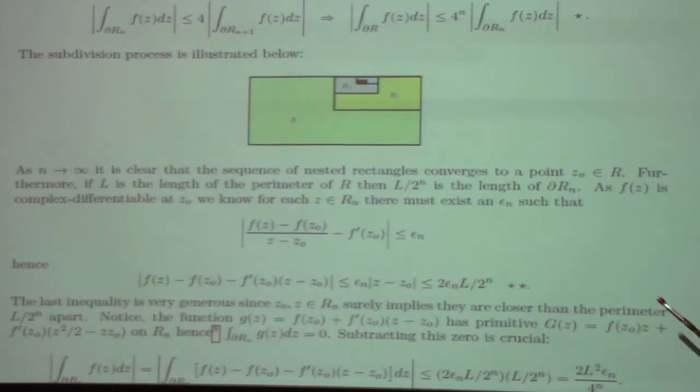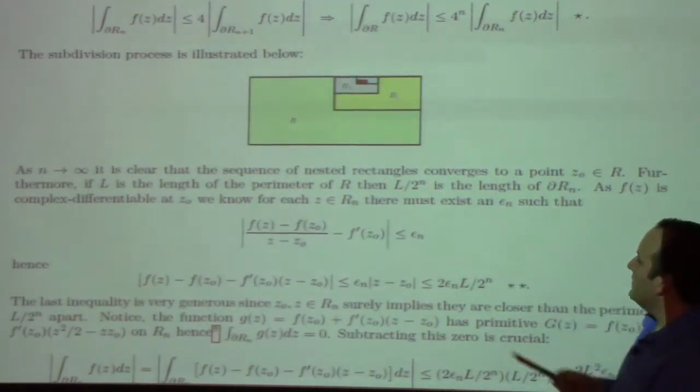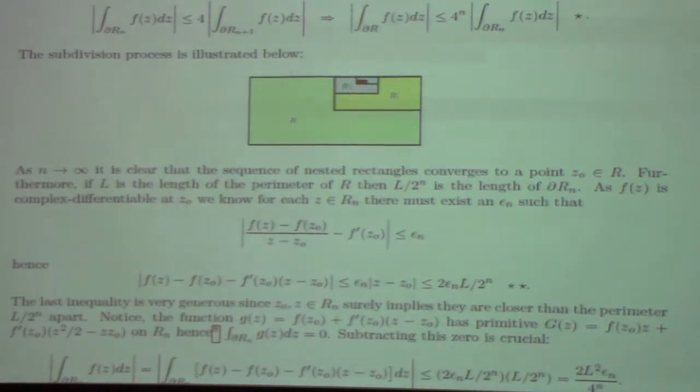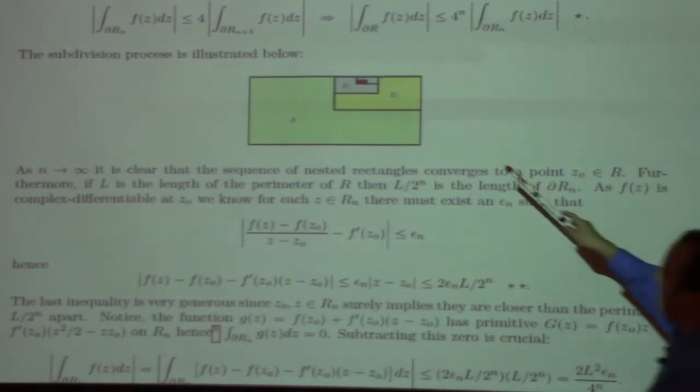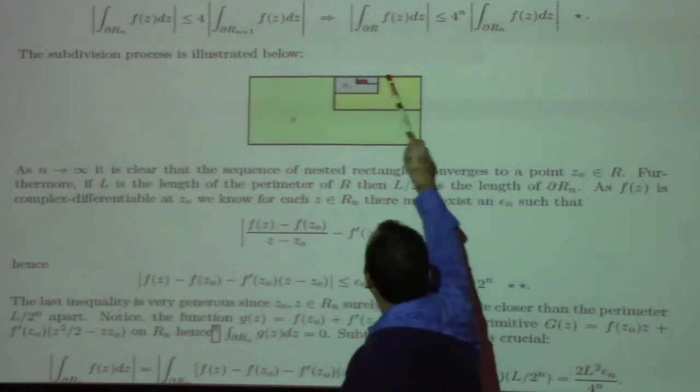But anyway, the length of the perimeter of R_n is L over 2 to the n. What's L? L is the perimeter of R, the original rectangle. Do you see why the subrectangles have L over 2? Like the first one. Let's see, if this has perimeter L, what would the perimeter of this one be?